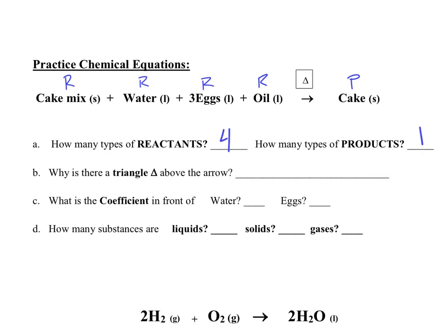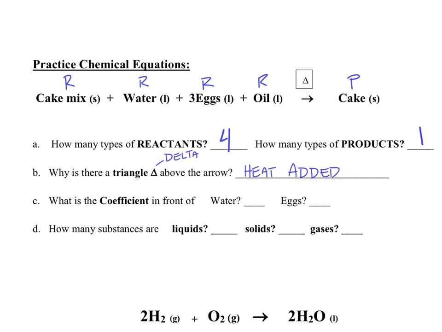Why is there a triangle or a delta? Remember, this is referred to as delta. We don't really call it triangle. Yes, it is a triangle, but we don't call it that. We call it delta. And remember, the delta means that heat is added. In order to make my cake, I need to put it in the oven. I need to add heat to it.